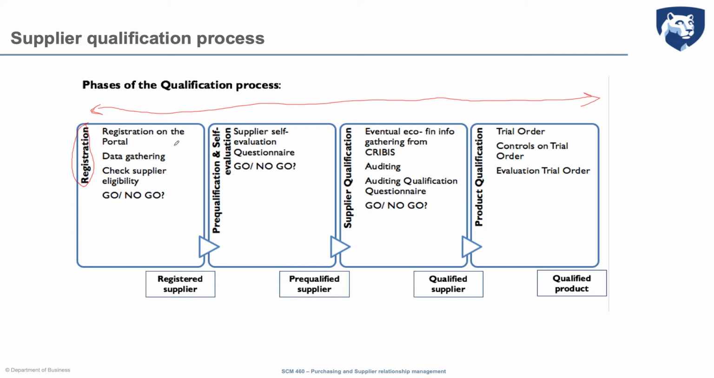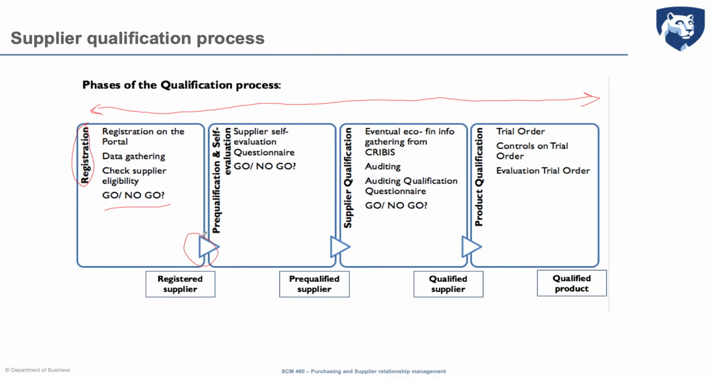So that we collect the name, where they are based, what their characteristics are, some general descriptive and demographic data about the supplier. And this is like the first go/no-go. So the supplier needs to be able, especially for a multinational company, to register themselves on the company portal.